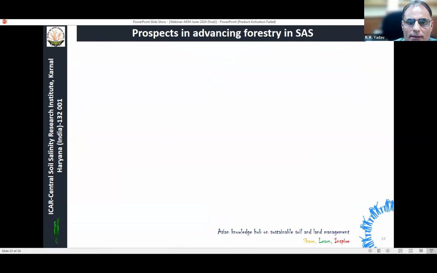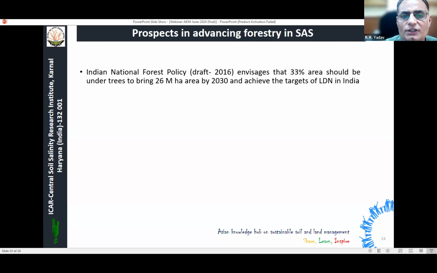And finally, the prospects, particularly in the aspects of forestry operations. As you know, the Indian Forest Policy 1988 and Draft National Forest Policy 2016 clearly emphasize that a total area of 33% should be under forest or trees. And recently at the COP held in 2019 at New Delhi, the Indian government made the commitment that 26 million hectares of area should be forested or brought under tree cover by 2030 to address some of the land degradation neutrality issues.